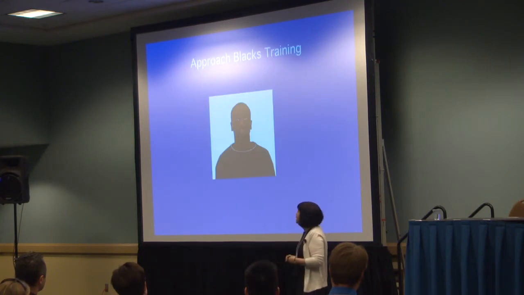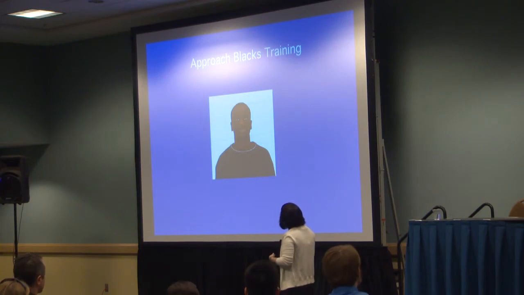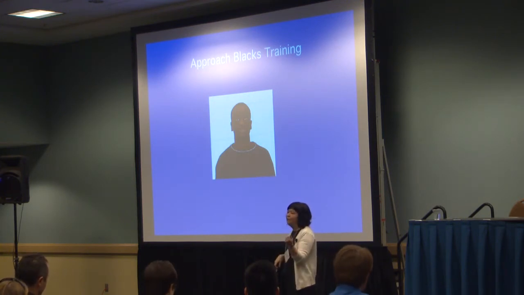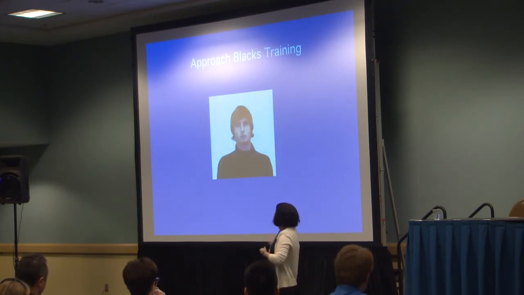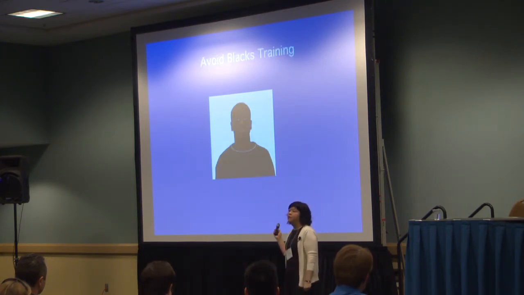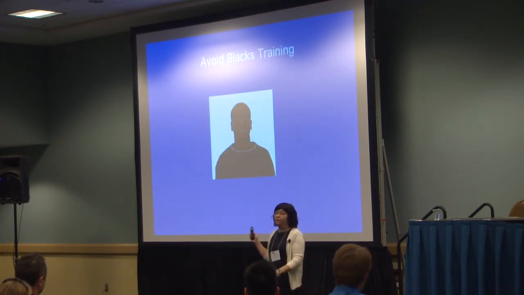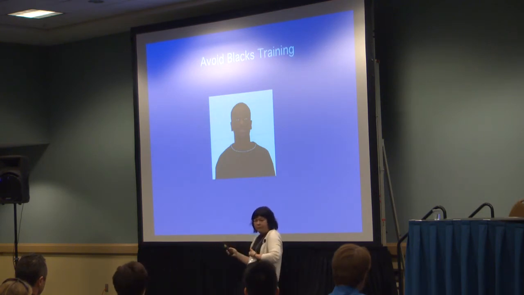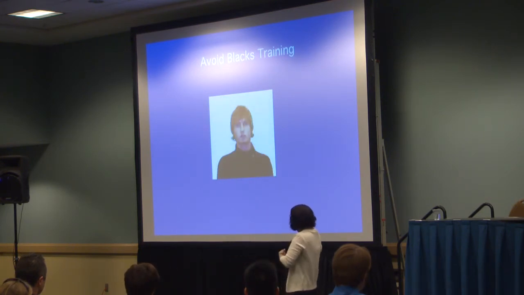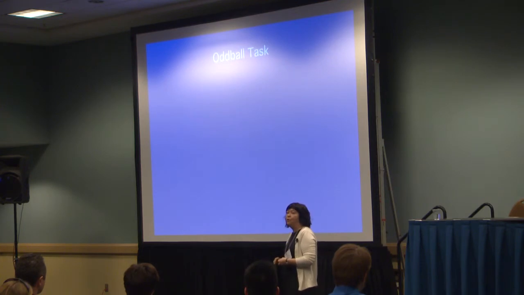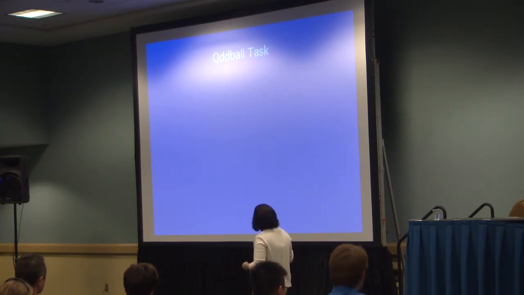So participants were brought into the lab and shown a series of black and white photographs. For participants in the approach black conditions, we simply told them, whenever you see a black person, do this. Whenever you see a white person, do this. For participants in the avoid black conditions, we gave them the opposite instructions. Whenever you see a black person, do this. Whenever you see a white person, do this. So they were trained to either approach or avoid blacks, once again, for about 480 trials.